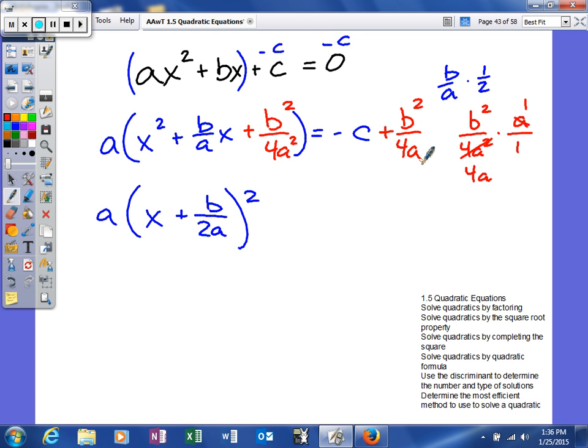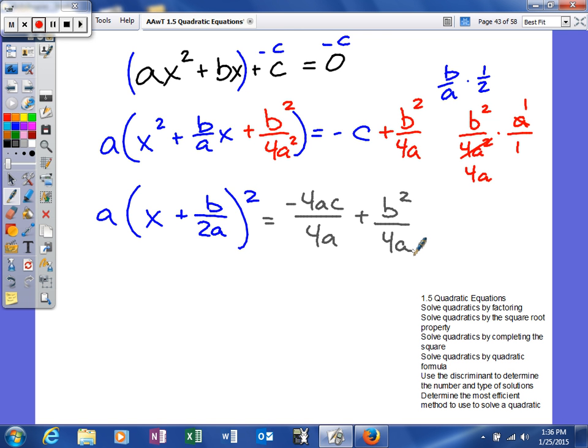Well, what I'm going to do now is get a common denominator to put those two things together. So c's denominator is 1. The other denominator is 4a, so I'll multiply the top and the bottom of this one by 4a. So it's going to give me something like this. We'll say negative 4ac over 4a, and then plus b squared over 4a.